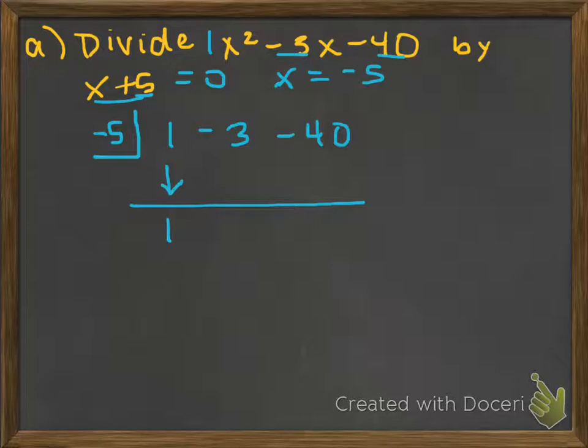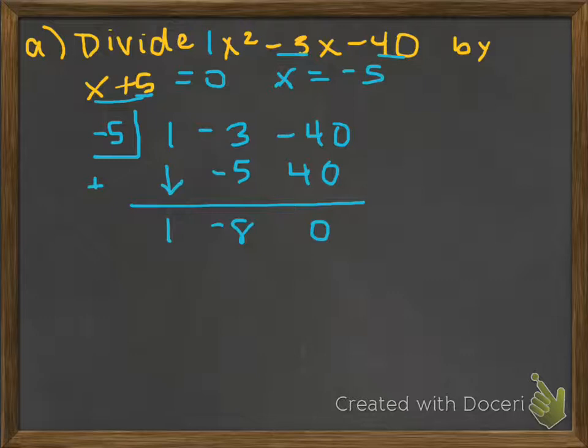Now I multiply. So negative 5 times 1 is negative 5. And this turns into a big addition problem. So negative 3 plus a negative 5 is negative 8. And I multiply. Negative 5 times negative 8 is a positive 40. And again, now we add. And I have a 0.